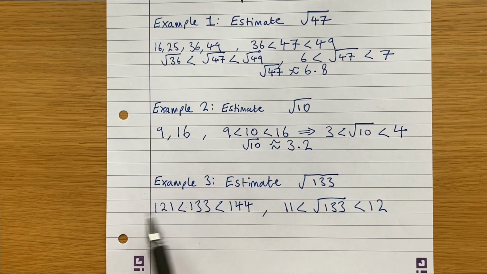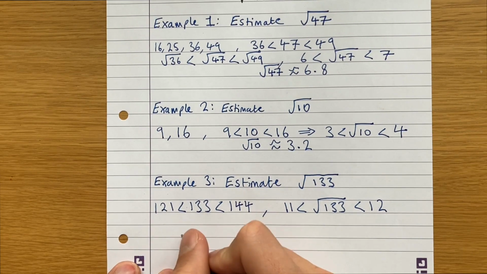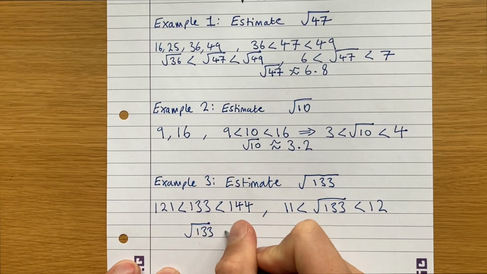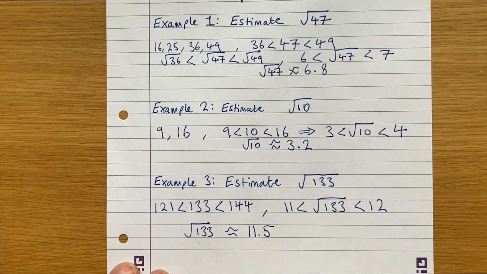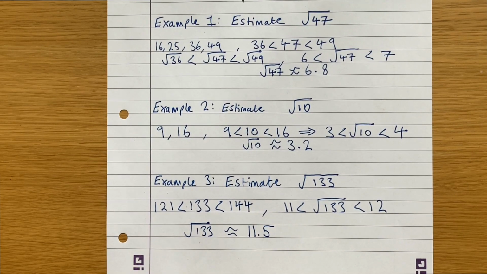How close is 133 to both of them? Well, 133 is a pretty similar distance from 121 as it is to 144. The difference here is 12, and the difference here is 11. So it's probably somewhere right in between 11 and 12. So we could have a little guess that the square root of 133 is around about 11.5. And that sums up the technique in this video.